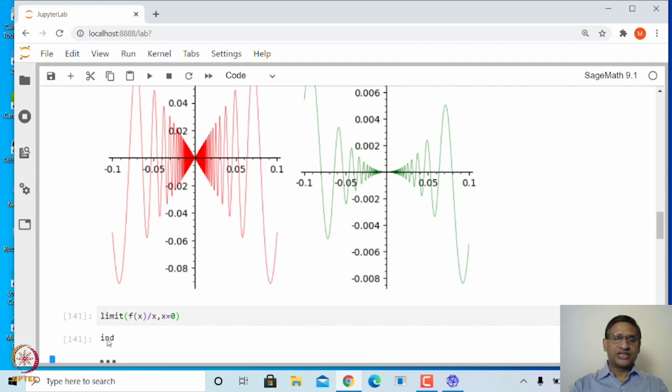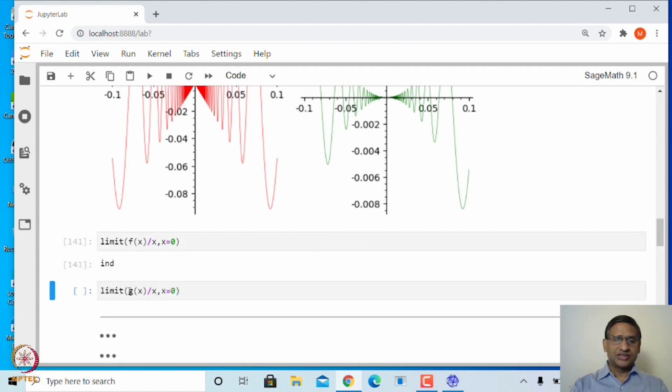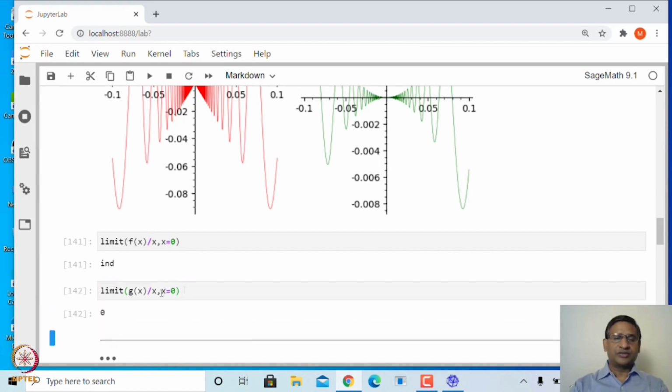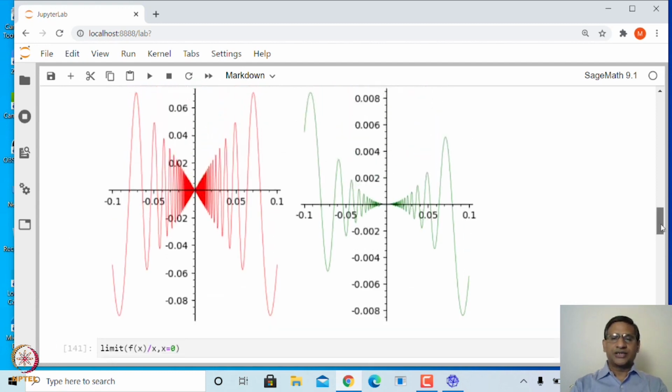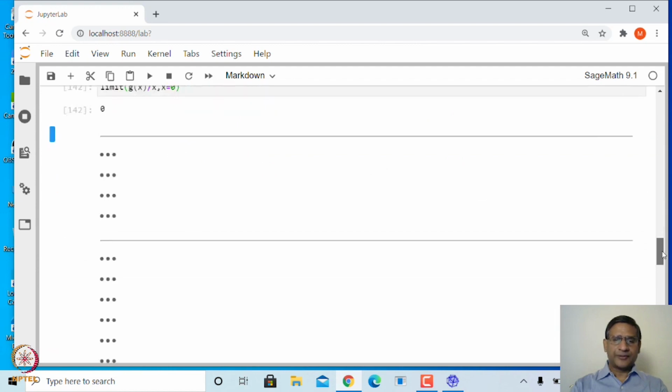In this case, the limit is not defined, it is indefinite, right. Whereas if I look at the second one, g of x, the limit of g of x by x at x equal to 0 is 0. So, the derivative of g exists and it is equal to 0 at x equal to 0. So, graphically we are able to at least get some idea about whether the derivative should exist or not, which we have verified. Okay.